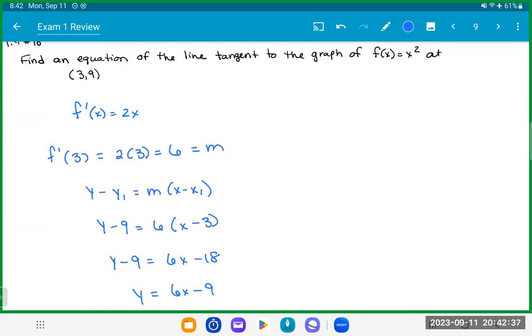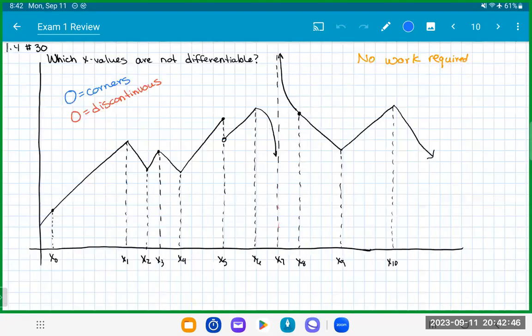Okay, questions? So this next problem is like a handful in the textbook that you can practice with. We want to know what values of x are not differentiable. Again, remember that's when we see corners or the graph is discontinuous.